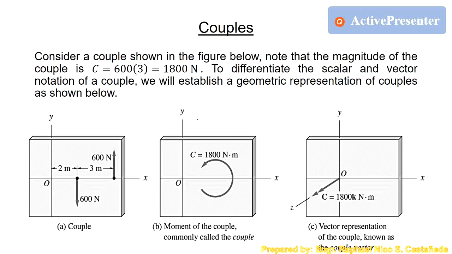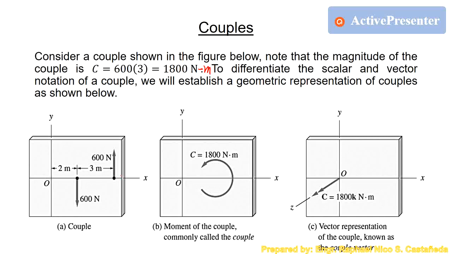So consider a couple shown in the figure. Note that the magnitude of the couple is 600 newtons times 3 meters, so obviously this is 1,800 newton-meters. To differentiate the scalar and vector notation of the couple, we will establish a geometric representation. Basically, we will use the right-hand rule again.